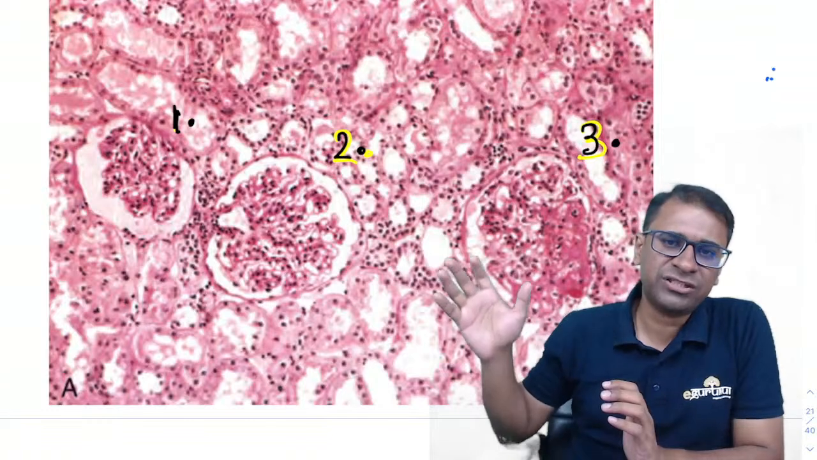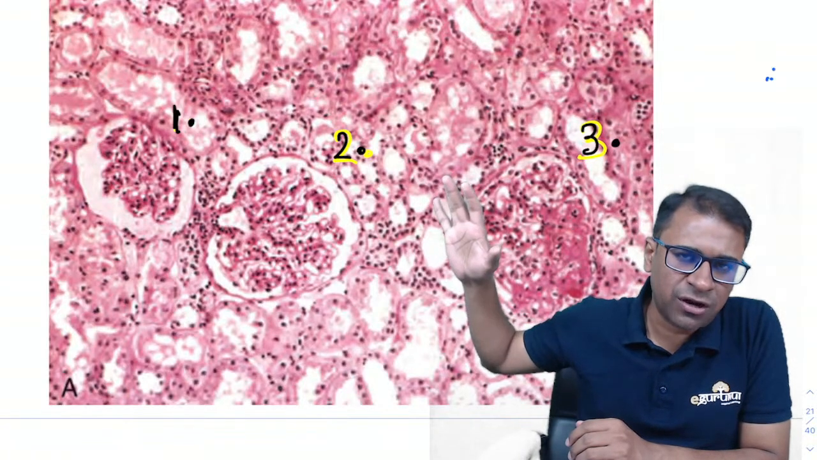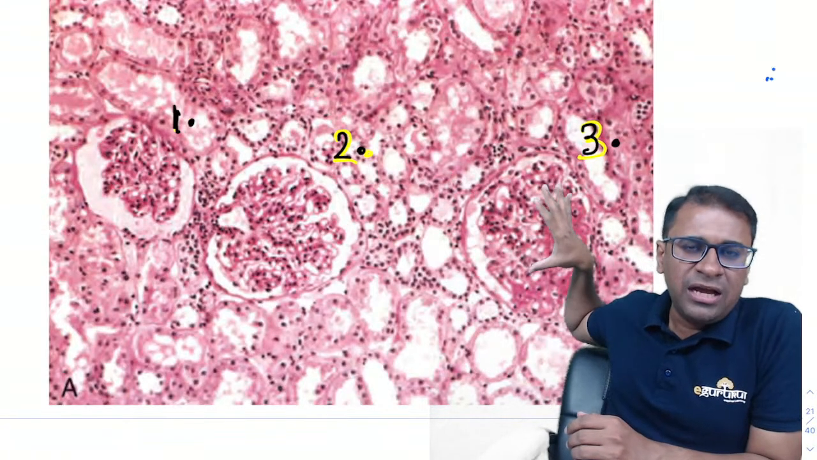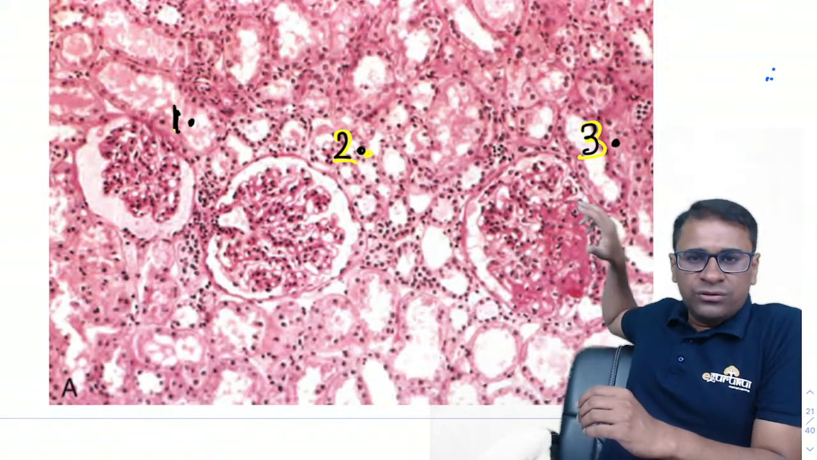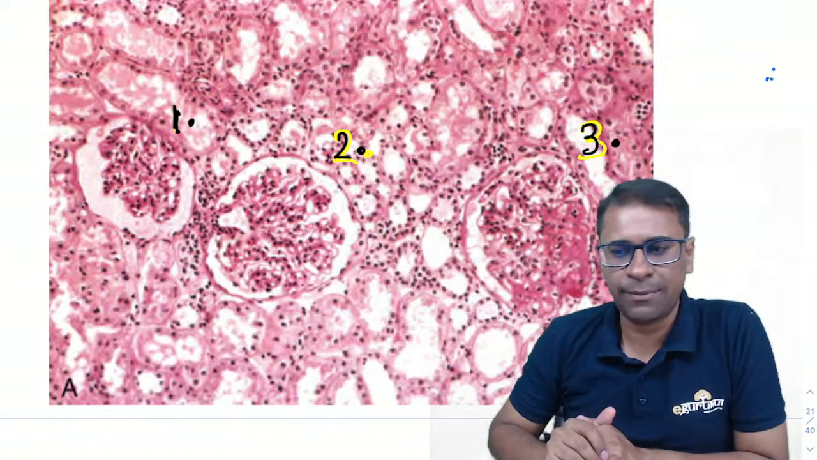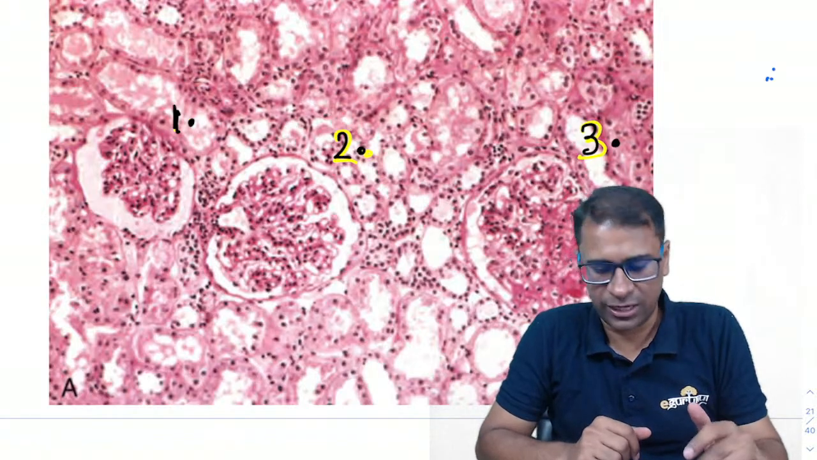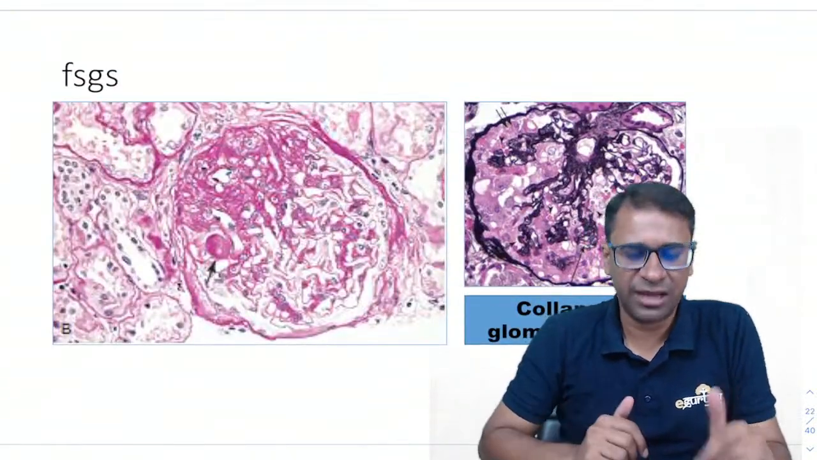In the FSGS, you see less than 50% of the glomerulus being involved, so less than 50, and only involving a part of the glomeruli. So this is called FSGS, focal segmental glomerulosclerosis.